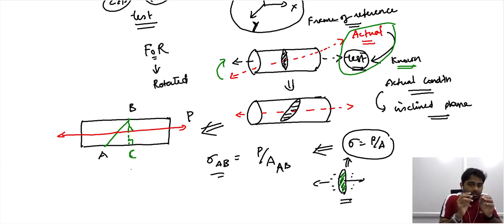Now, when compared to this BC, the test cross-sectional area, our region of interest, let us assume that it is inclined by an angle theta. So what we essentially have is our inclined plane, our inclined region of interest, and our test region of interest, that is the test cross-sectional area. When compared to this test cross-sectional area, the inclination of our region of interest is by the angle theta.